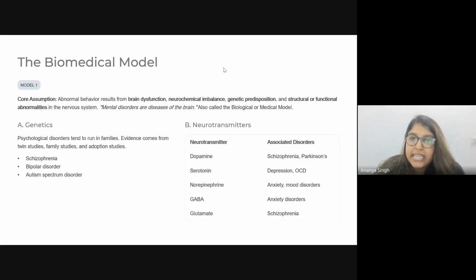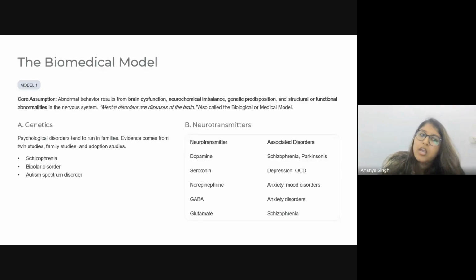Brain dysfunction mainly is the larger term we use. Neurochemical imbalance, or there is a genetic predisposition. It has come from genes only. The basic assumption of the biomedical model is this: genes, hormones, brain structures. One of these three is not working right. The main thing is that mental disorders are just biological. They are diseases of the brain. Something in the brain only is wrong. This is also called the biological model or medical model.